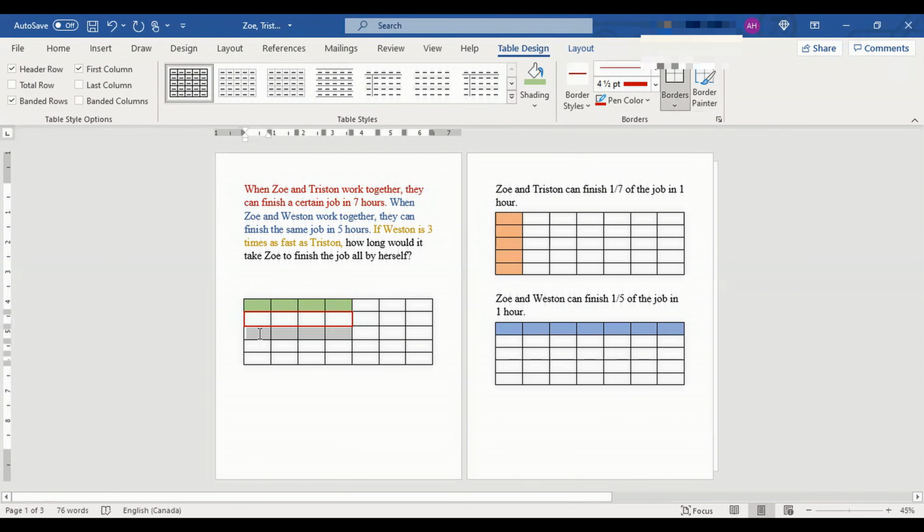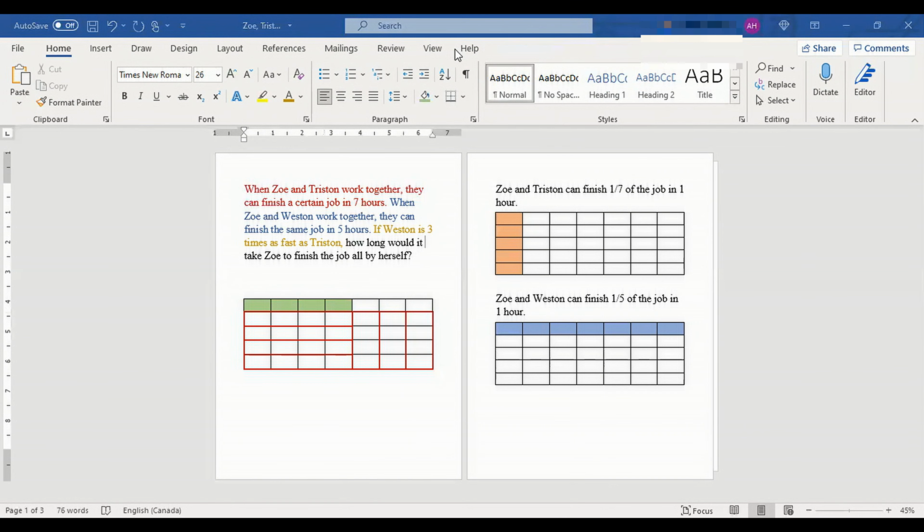So far we have 2 hours, 3 hours, 4 hours, 5 hours, 6 hours, 7 hours, and 8 hours. Now we can see that this unshaded portion, in fact, is not 4 cells. And of course we know Zoe does 4 cells per hour. So we know this will not be a full hour for Zoe.